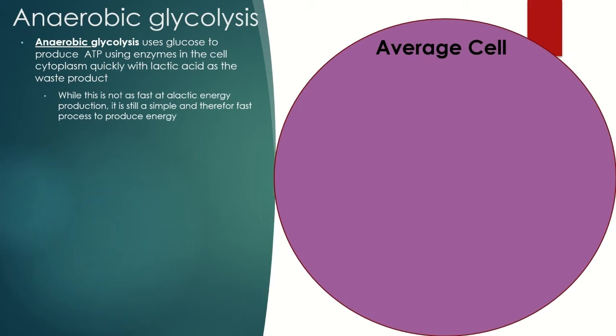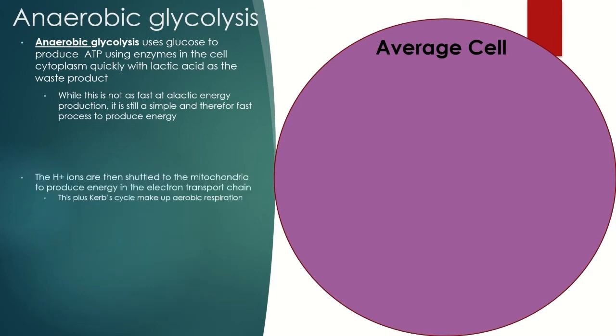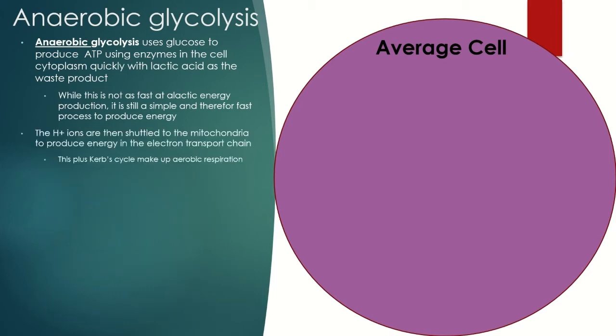Okay, so again, this is happening in the cell cytoplasm. The H+ ions are then shuttled to the mitochondria to produce energy in the electron transport chain. This plus the Krebs cycle makes aerobic respiration. I don't want to go too much into this because we talked about it in the aerobic pace summary, but basically glycolysis is just happening. Say that purple part here of the cell is the cell cytoplasm.